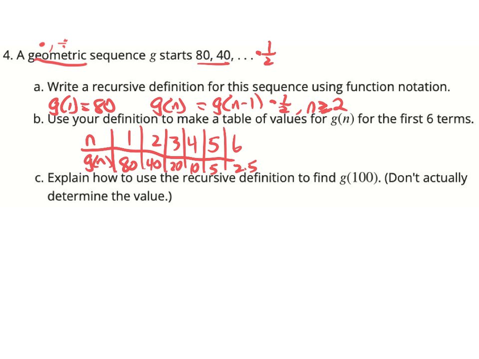Now, how do we use the recursive definition to find g of 100? Okay, you start at 80, you multiply by 1/2 99 times. That's how you do it. Because the first term is the first term, and you only need 99 more to make 100.